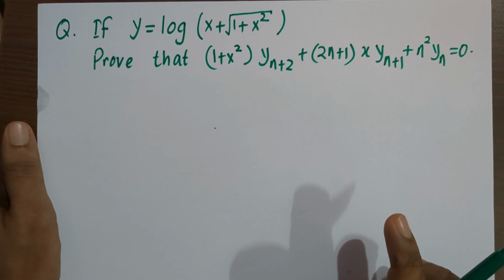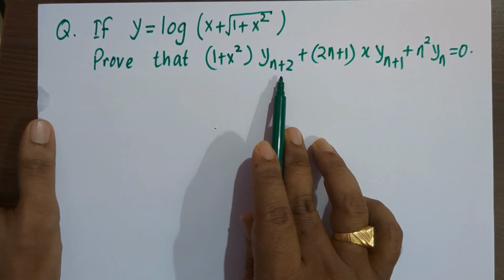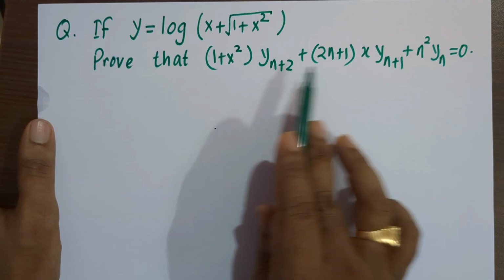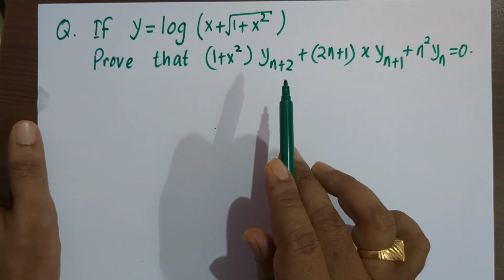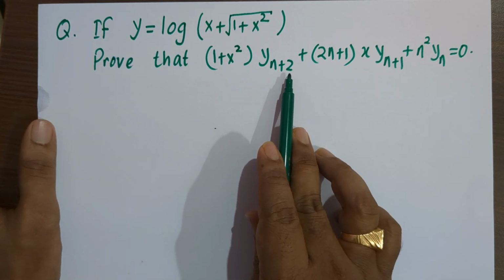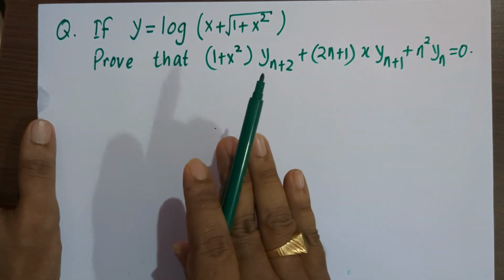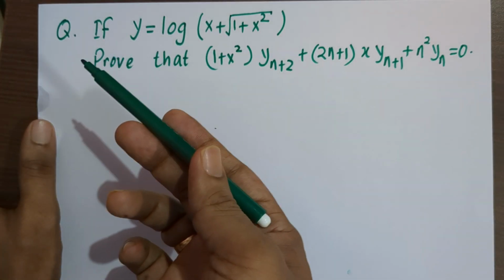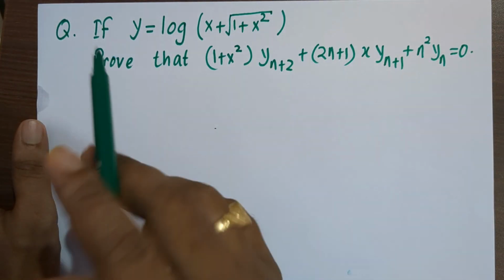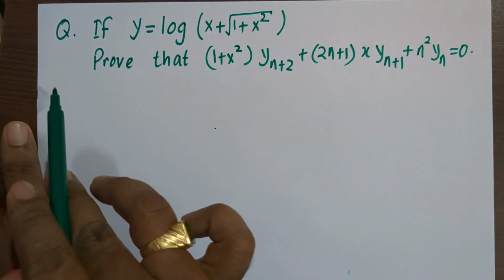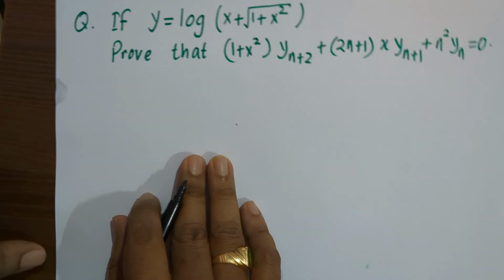Here we have y, some function of x, and some equation containing higher order derivatives of y, and it starts from the (n+2)th order derivative, (n+1)th order derivative, and nth. For this type of problem, our highest order derivative is the (n+2)th order derivative. So first find some equation involving the second order derivative. We have to first find the first order derivative, then by some type of differentiation, either implicit or explicit, find the second order derivative of y, then apply the Leibniz theorem. Let's do that.